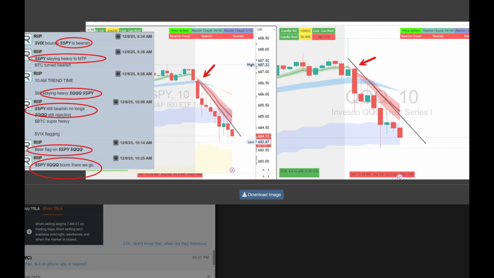You take it short, stops under there. You take it to the MTF Clouds. You make $3 a share short there, and a decent amount on the option trades as well. So you can see all the timestamp guidance here, and that was when the VIX was bouncing from 16.